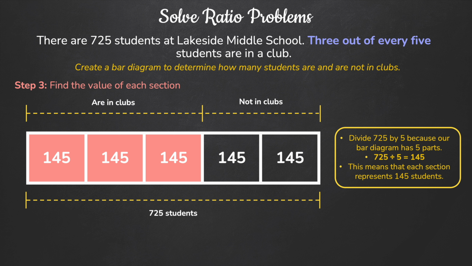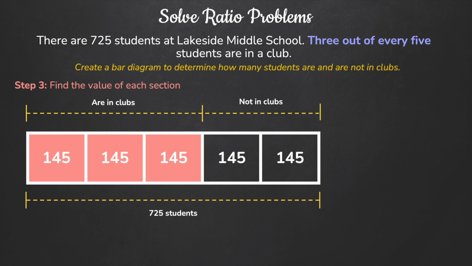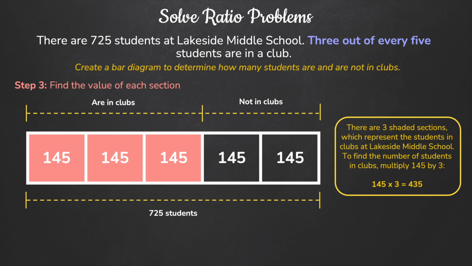Now, that doesn't mean how many students are in a club and how many students are not in a club. That's just what each section represents. Now, in order to figure out how many students are in clubs, notice that we have 3 shaded parts of 145. So those 3 parts represent the students who are in clubs. So we're going to take the 145 and multiply that by 3. Because there's 3 shaded parts, to figure out how many students are in clubs in total.